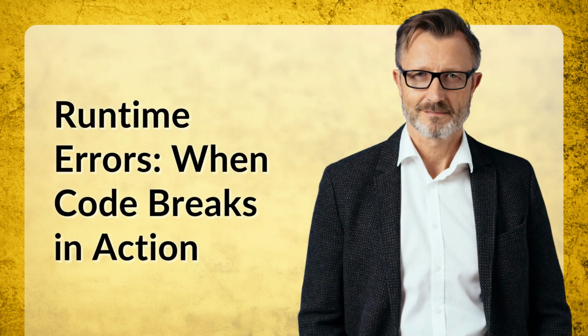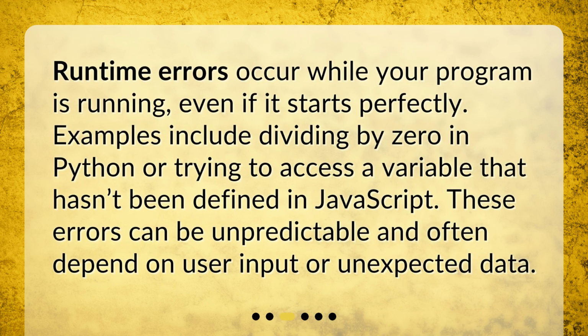Runtime errors, when code breaks in action. Runtime errors occur while your program is running, even if it starts perfectly. Examples include dividing by 0 in Python or trying to access a variable that hasn't been defined in JavaScript. These errors can be unpredictable and often depend on user input or unexpected data.